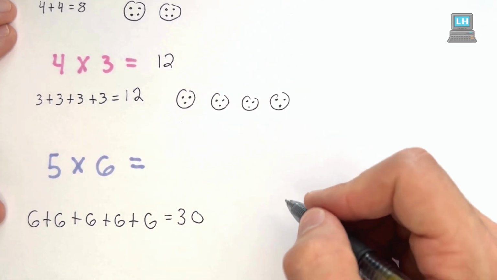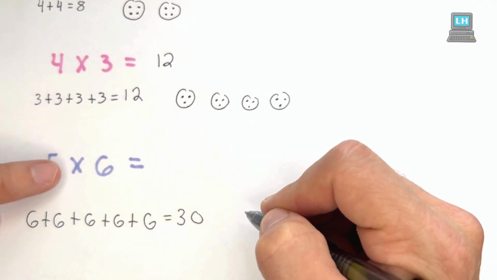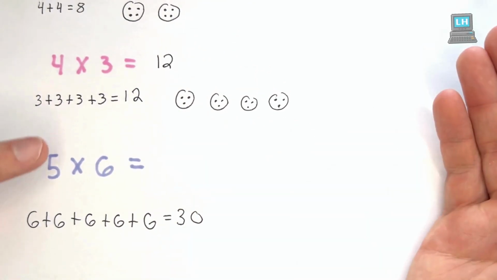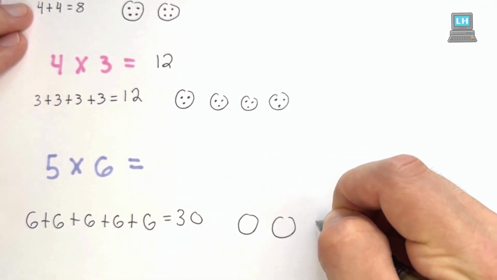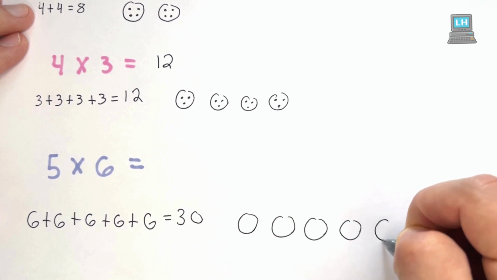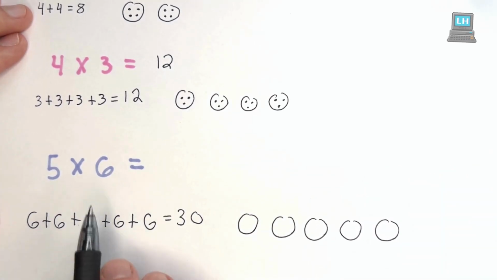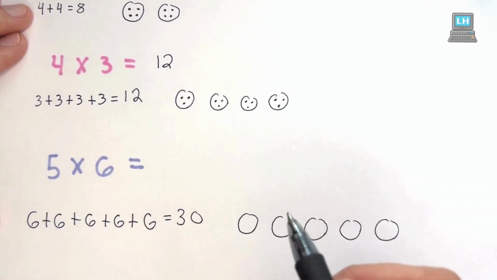Okay. All right, let's see here. I need 5 groups of 6, so I'm going to draw 5 circles. 1, 2, 3, 4, 5. Wow, those are lovely circles. Now I'm going to put 6 dots in each.